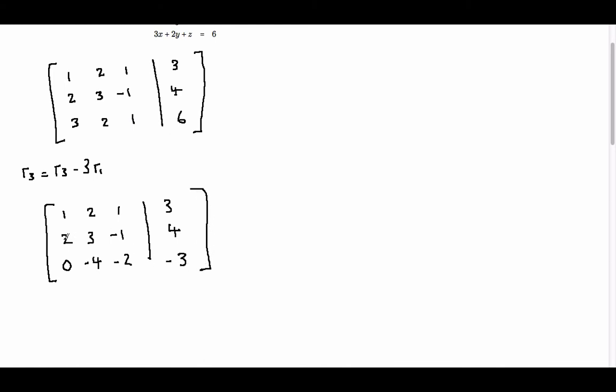Our next step is to get a 0 in this position here. So to get a 0 here, I'm going to say let row 2 be equal to row 2 minus 2 lots of row 1. And so the first row and the last row remain the same, we're not affecting them. We're only affecting the second row.